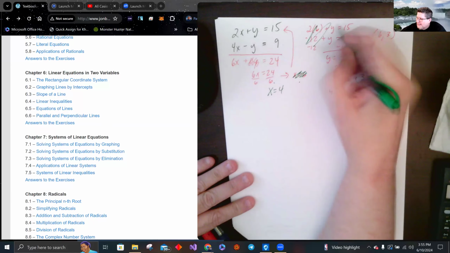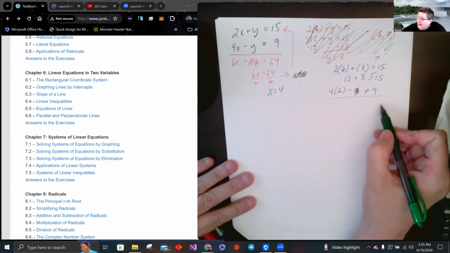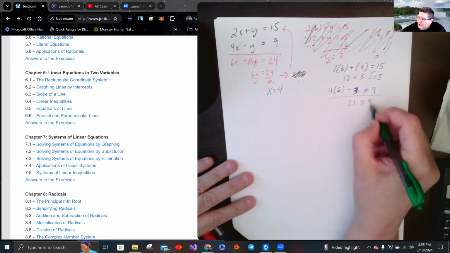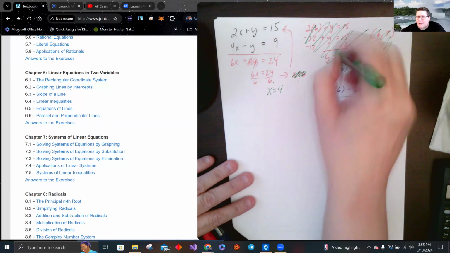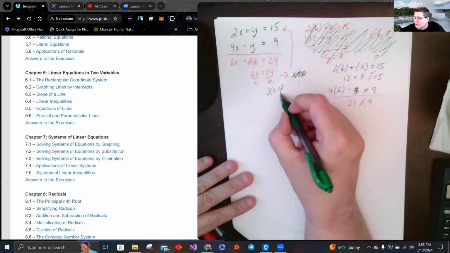All right, so I'll cross that out. Notice how I checked my work, and that didn't work. 24 minus 3 would have been 21 equals 9, and that's false. So checking my work showed me that I made a mistake. So I went back and found it, x equals 4.